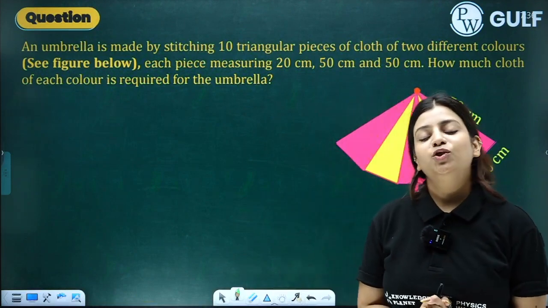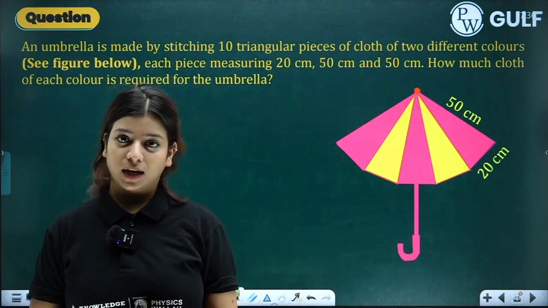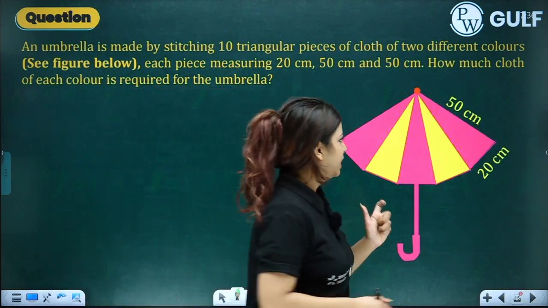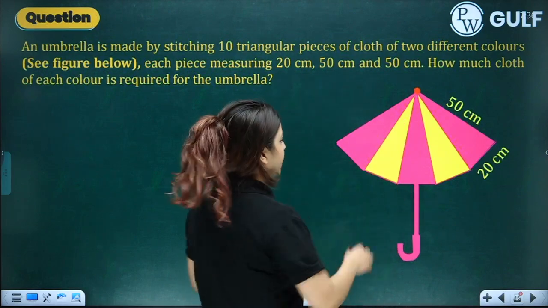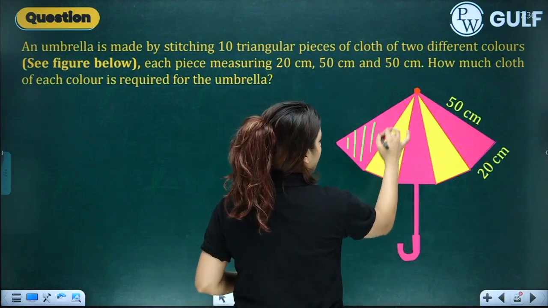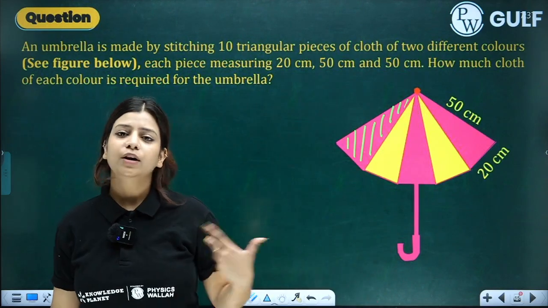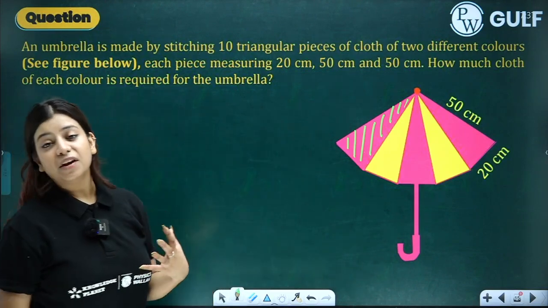So in this question they are asking us to calculate the cloth of each color that is required. So the very first thing, let us calculate the area because the area of the triangular pieces is same in each case, right? If I calculate the area of this particular pink, that will be equal to the area of the yellow and to the other pink again. So now the very first thing that we have to do is what?